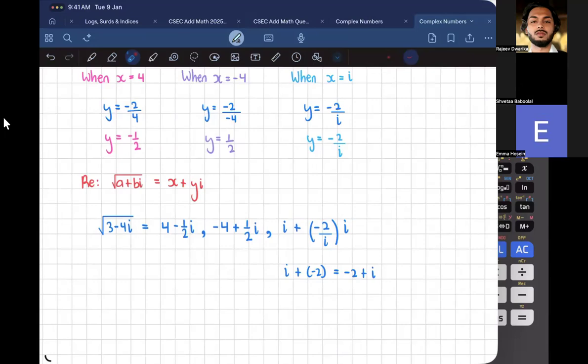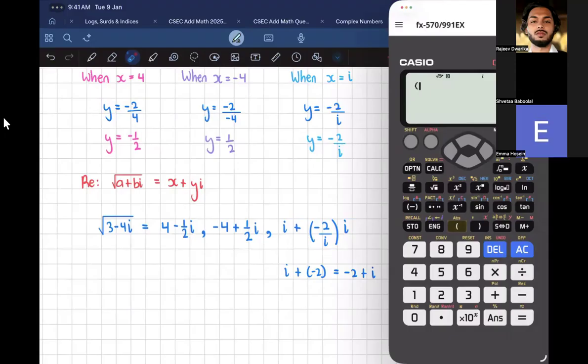So if we are correct, remember we wanted to find the square root of 3 minus 4i. In other words, what number do you have to multiply by itself to get 3 minus 4i? If we are correct, when I put 4 minus a half i in my calculator and square it, what am I supposed to get? The square root of 3 minus 4i.